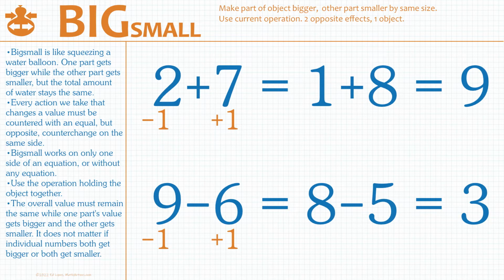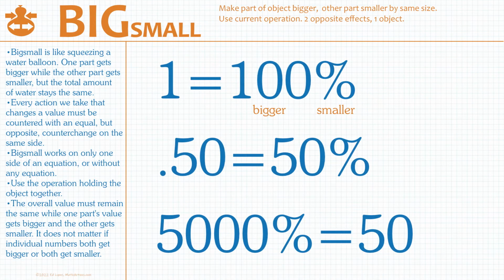A simple example is 2 plus 7. What if you wanted the 2 to decrease to 1? Then you need a counter change and increase the 7 to 8. The total value of the problem is always 9, even though the partial values change. 9 minus 6 becomes 8 minus 5 because the 9 becomes smaller by 1 while the negative 6 becomes larger by 1. Common examples include percents.